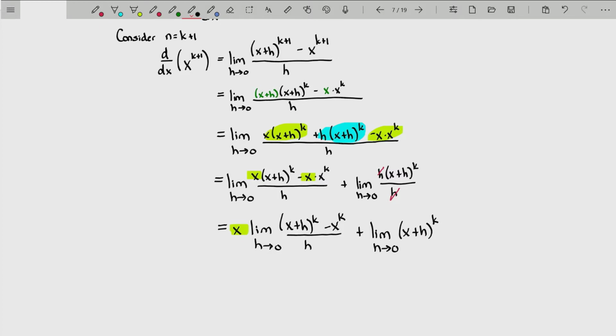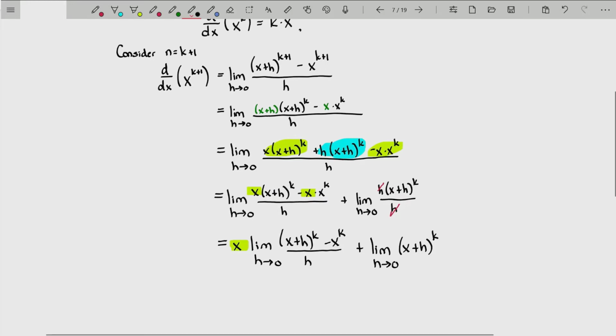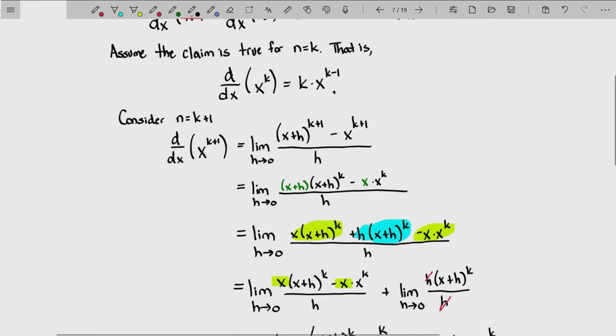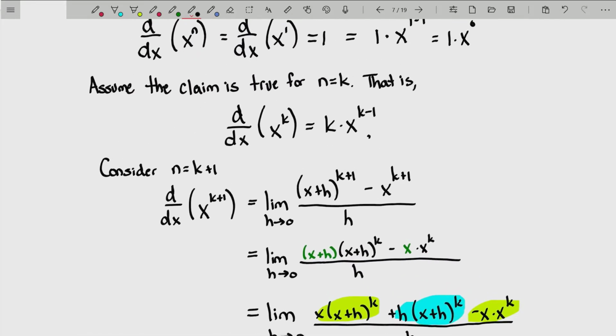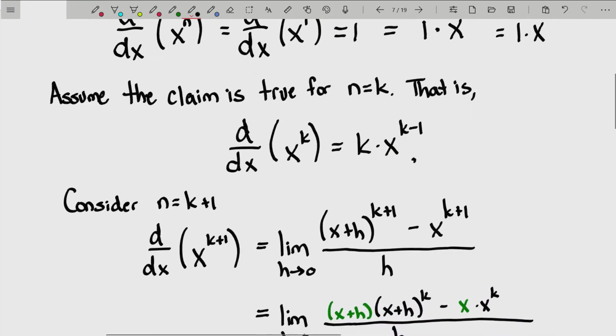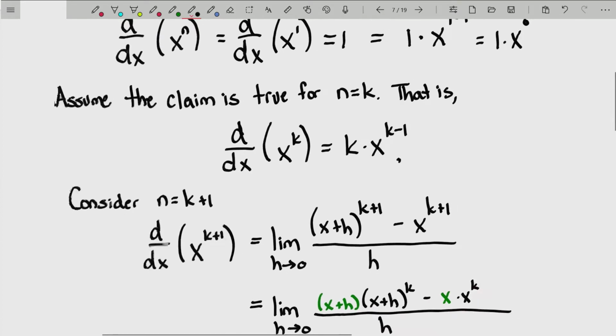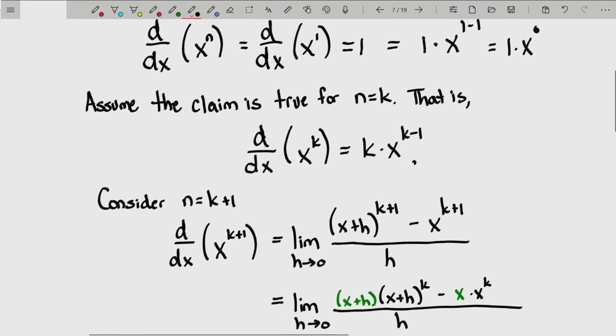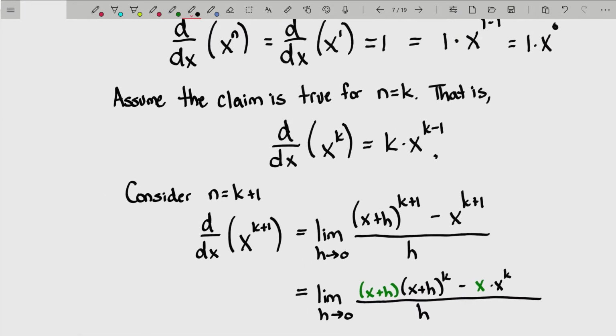Now remember what we did earlier. My whole goal here was to use what we call the induction hypothesis. We made an assumption that the derivative of x to the k was k times x to the k minus 1. Now remember, the derivative of x to the k is actually the same thing as the limit as h goes to 0 of (x plus h) to the k minus x to the k over h.